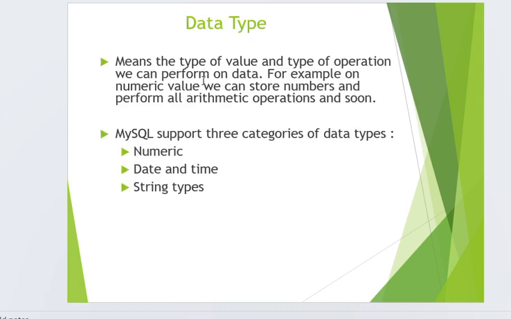Let's start with the data type. It means the type of value and the type of operation we can perform on data. For example, on numeric values, we can store numbers and perform all arithmetic operations and so on. SQL supports three categories of data: numerics, date and time, and string types. Now let's start one by one.